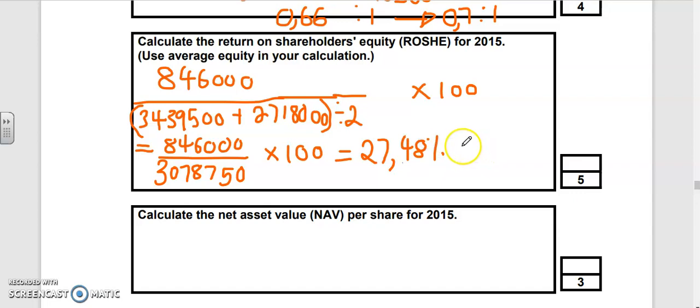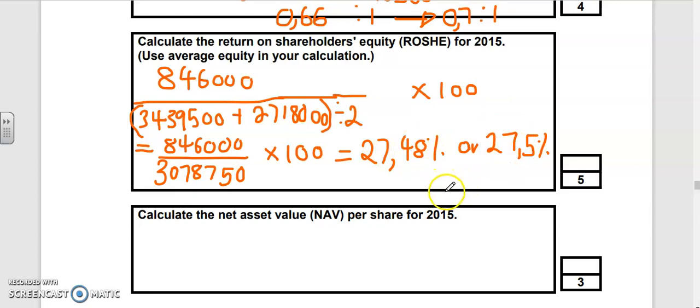You can put this answer, or you can also say 27.5% if you want it to be 1 decimal. Always check the exam paper. I suggest round it off to 1 decimal place, should be fine. And you can show your 2 decimal, and you can say 'or' that.